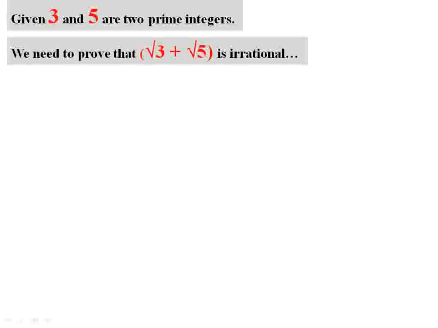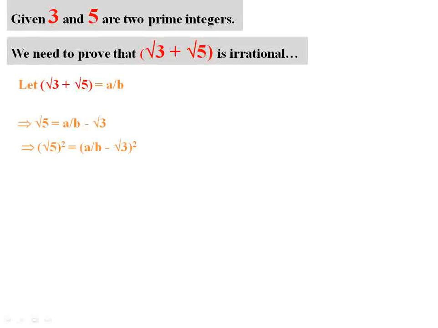Let's solve another problem. Given that 3 and 5 are two prime integers, let's prove that root 3 plus root 5 is an irrational number. As usual, we start by assuming that root 3 plus root 5 is a rational number, which means that it can be represented in the form a by b, where a and b are co-prime and b is not equal to 0. So root 5 is equal to a by b minus root 3.